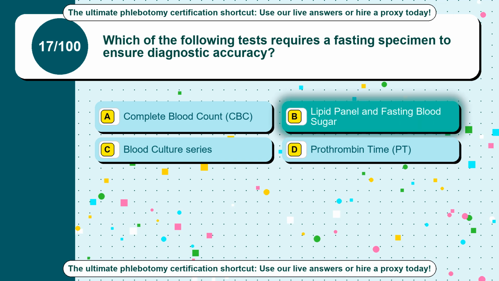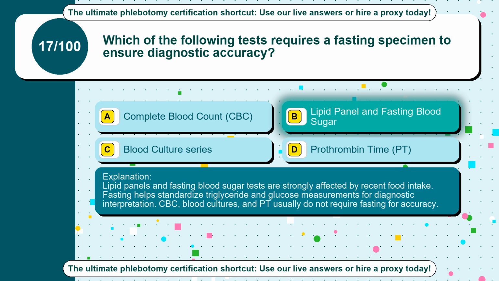The correct answer is option B, lipid panel and fasting blood sugar. Lipid panels and fasting blood sugar tests are strongly affected by recent food intake. Fasting helps standardize triglyceride and glucose measurements for diagnostic interpretation. CBC, blood cultures, and PT usually do not require fasting for accuracy.